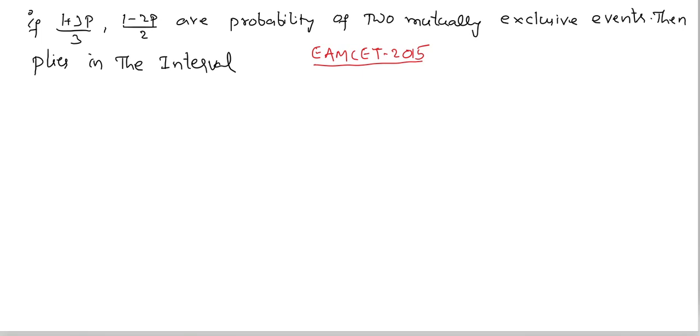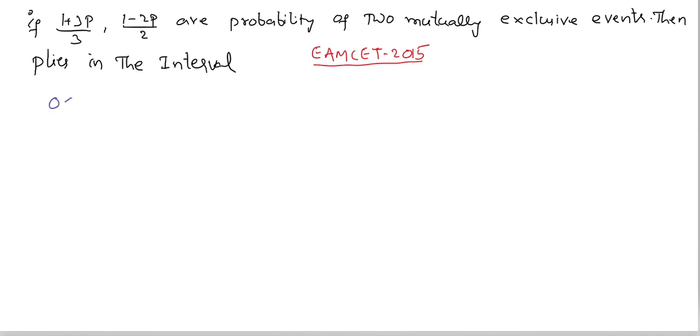If (1+3p)/3 and (1-2p)/2 are probabilities of two mutually exclusive events, then p lies in the interval. This is an MSET 2015 question. So probability lies between 0 and 1.